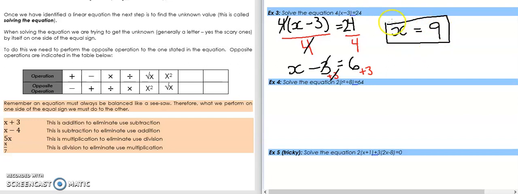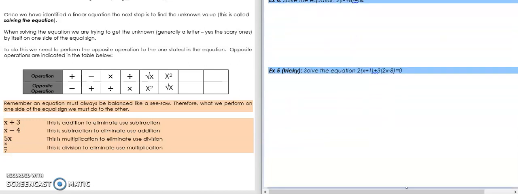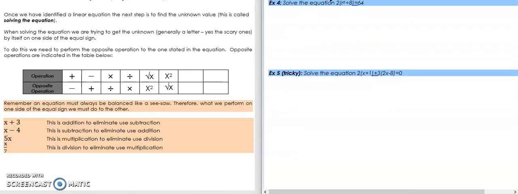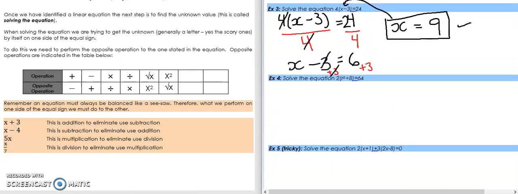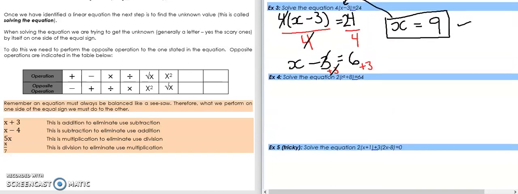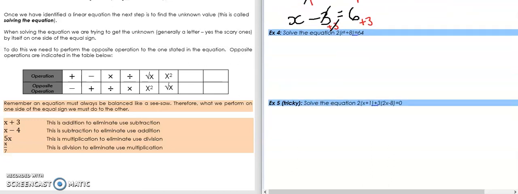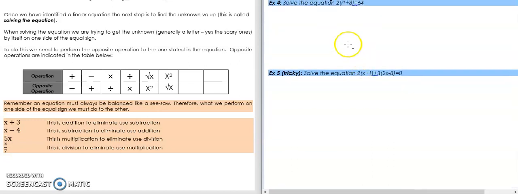Substitute it back into the equation just to double check. 9 minus 3 is 6. 4 times 6 is equal to 24. So this is correct. Alright, 2 more solutions. Remember, feel free to pause at any time if you're still writing this down, and then once you're done you can continue. Okay, solve the equation 2 bracket r squared plus 8 is equal to 64.